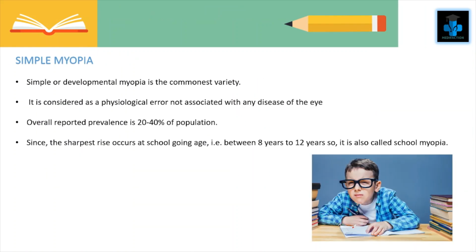Next we have simple myopia. Simple or developmental myopia is the commonest variety. It is considered a physiological error not associated with any disease of the eye. The overall reported prevalence is 20 to 40% of the population. Since the sharpest rise occurs at school age, between 8 to 12 years, it is called school myopia.